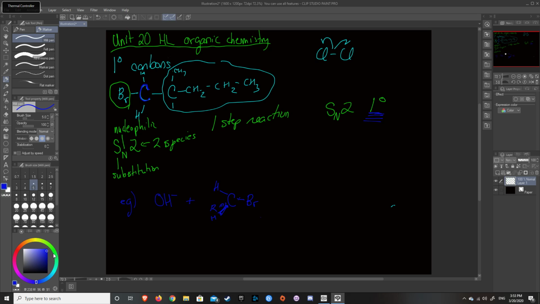So what you're going to see right here, since this is an SN2 reaction, what occurs in SN2 reactions is there's an intermediate between this being formed. So in SN2 reaction, we're going to go over what dictates whether an SN2 reaction is going to occur.